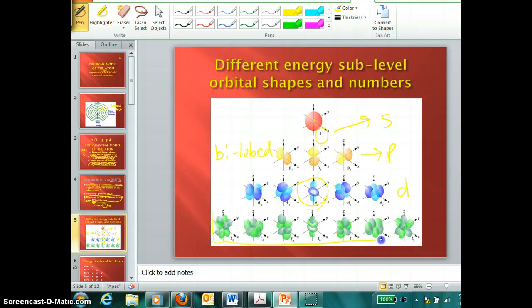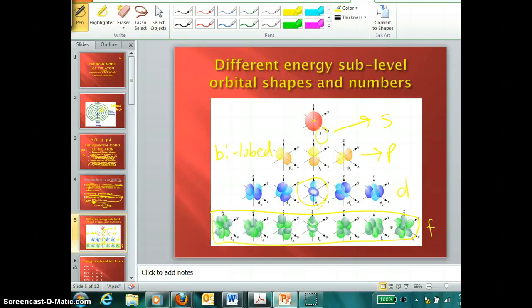Now, the oddballs are these f orbitals that have the highest energy of all in a given energy level, principal level. And they have various shapes that are fairly complex, and we don't need to bother to really know, but we do need to know that f orbitals contain electrons of the highest possible energy.